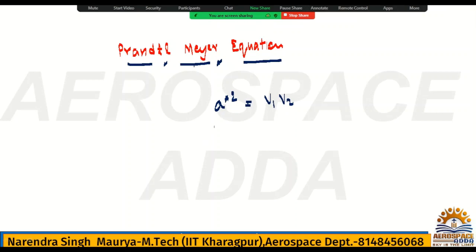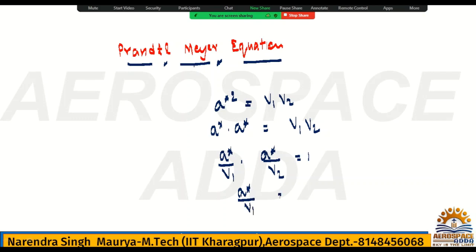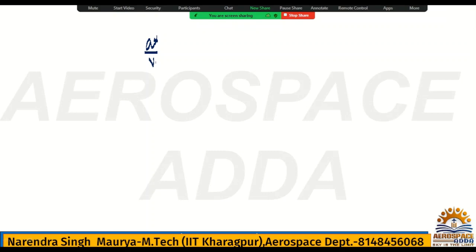Now you can simplify this. A star into A star is equal to V1 V2. So A star by V1 into A star by V2 is equal to 1, or you can say A star by V1 is equal to 1 upon A star by V2. Last class I told you this is nothing but M1 star is equal to 1 upon M2 star. So you can also write M1 star into M2 star is equal to 1.